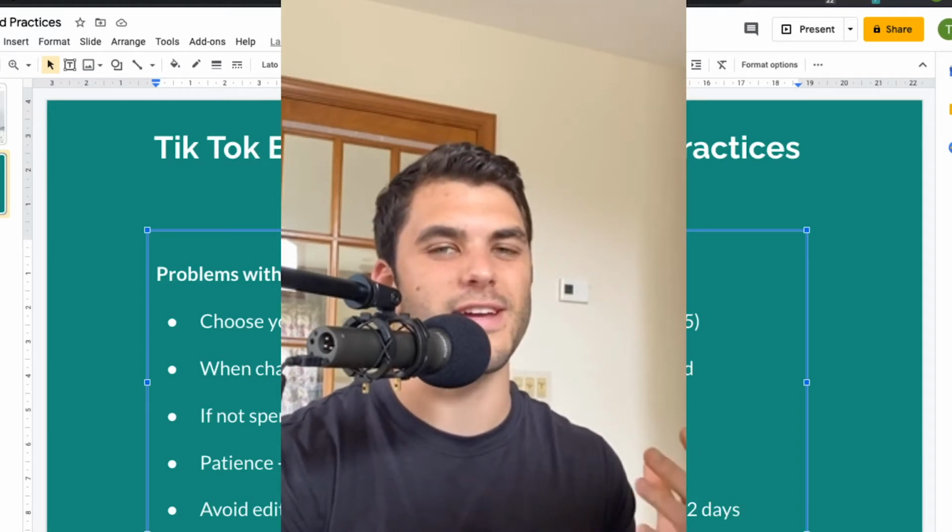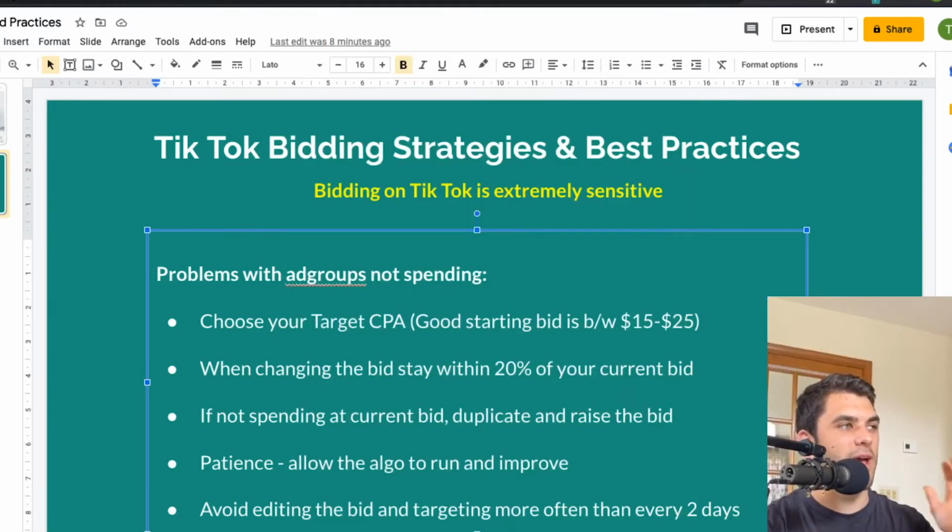So let's get straight into it, guys. We have this TikTok bidding best practices situation here. What I've noticed over the past couple of months running TikTok ads is that the bid is extremely sensitive. So what I'm teaching you today is going to be really important: how to increase your bid, when to touch your bid, and everything of that nature when it comes to TikTok bidding in general.